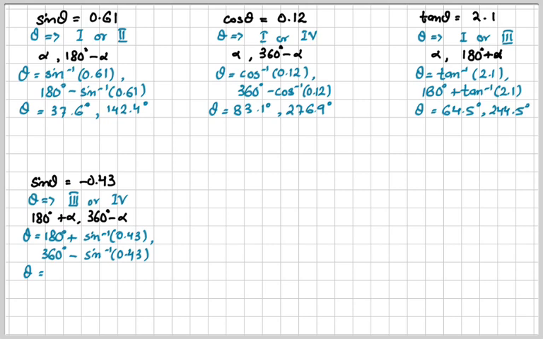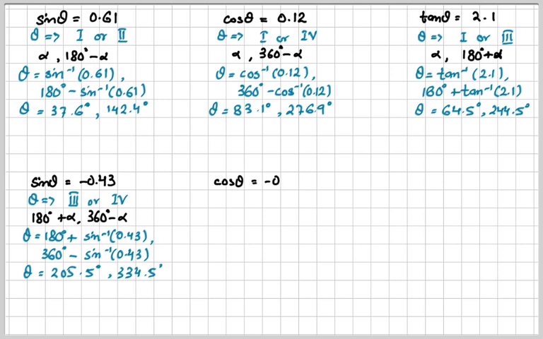So I am getting 180 plus sine inverse 0.43. So this is 205.5, and the next answer is 360 minus sine inverse 0.43. So it gives me 334.5. Moving on to the next question.